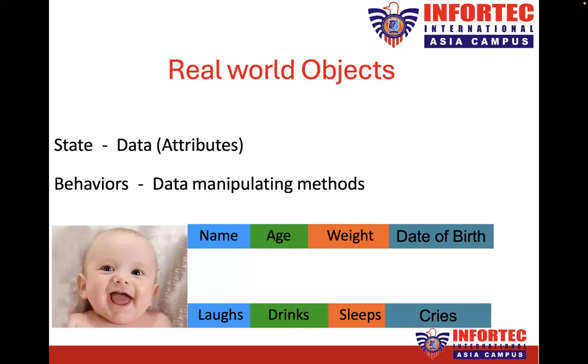The next thing is behavior, whether this baby can perform something. Baby is crying, eating, laughing, walking. So they have some behaviors. If a particular thing has these two, then we can take that thing as an object.